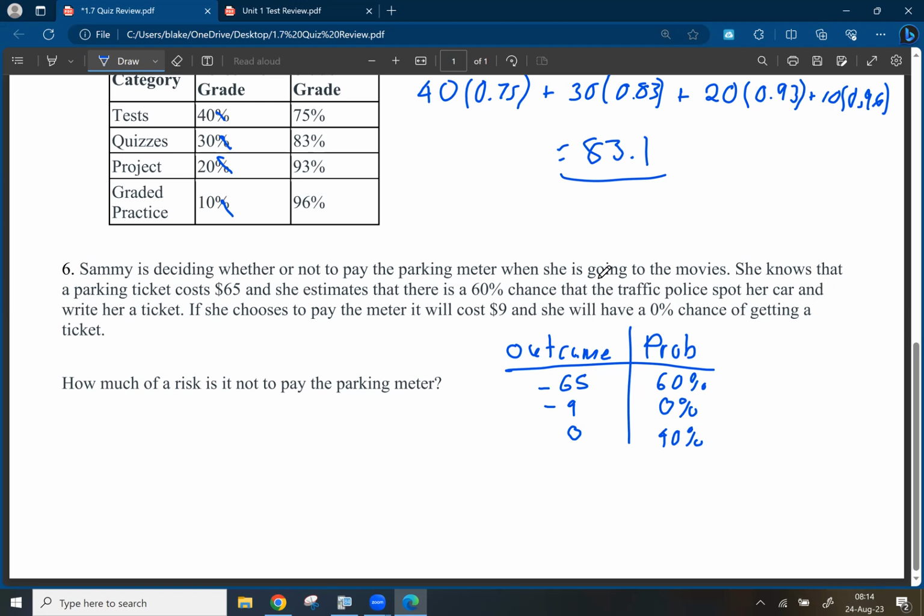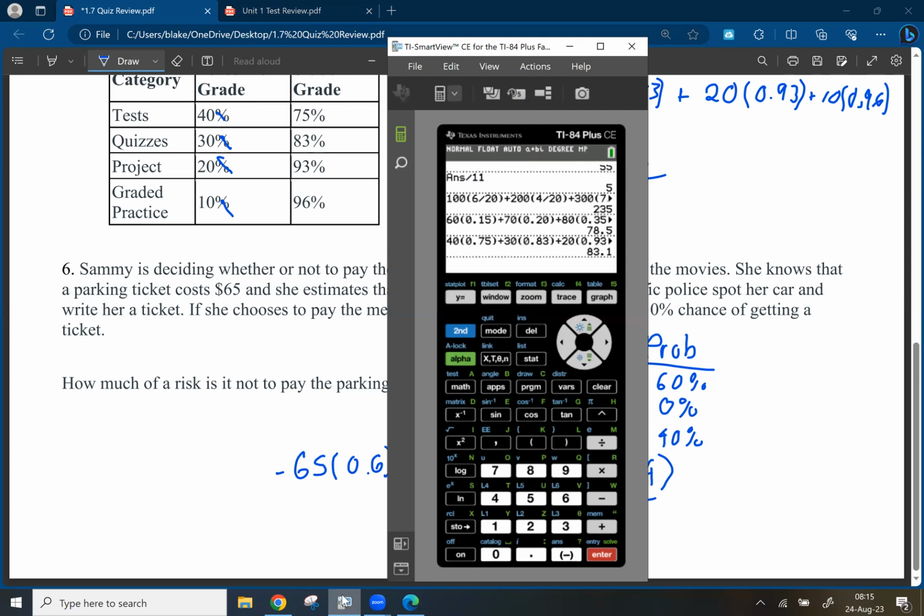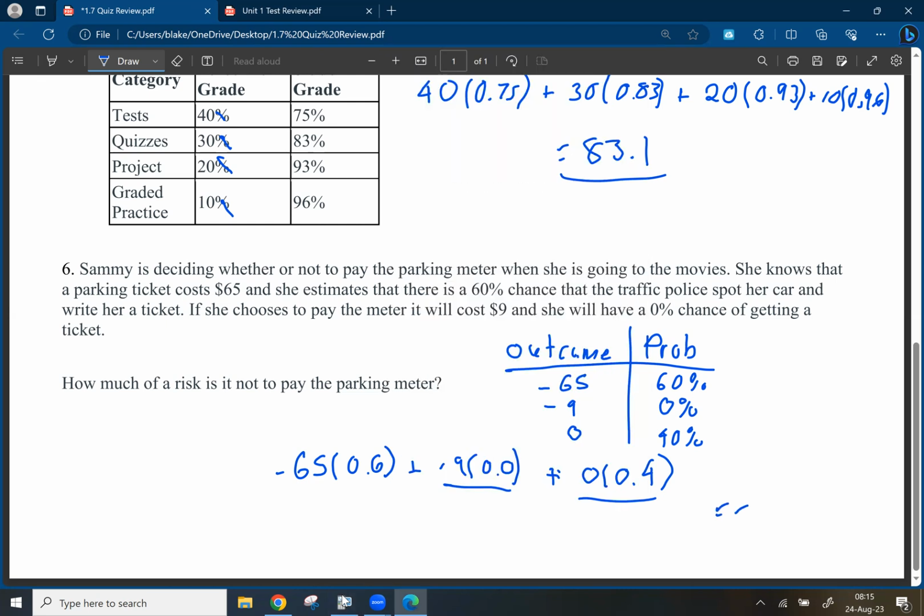So calculating all these out: negative 65 times 0.6 plus negative 9 times 0.0 plus 0 times 0.4. What's interesting to note is that both the second and the third values here are being multiplied by 0, so essentially they're not going to be counting for anything. Really, the only math you have to do is this first one. Take negative 65 times 0.6, and we get negative $39.